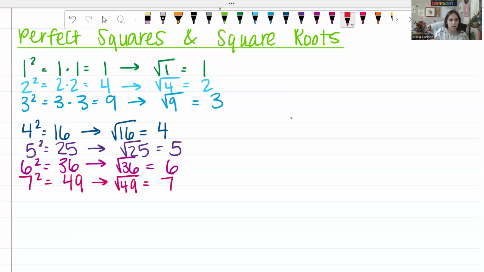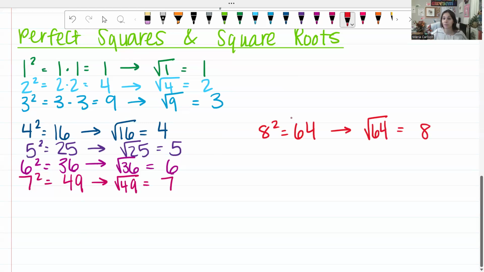All right, 7 squared. Let's do 8 squared over here. That's 8 times 8, or 64. The square root then of 64 is just the square root of 8 squared, or 8. 9 squared is 9 times 9, or 81. So the square root then of 81 is 9.